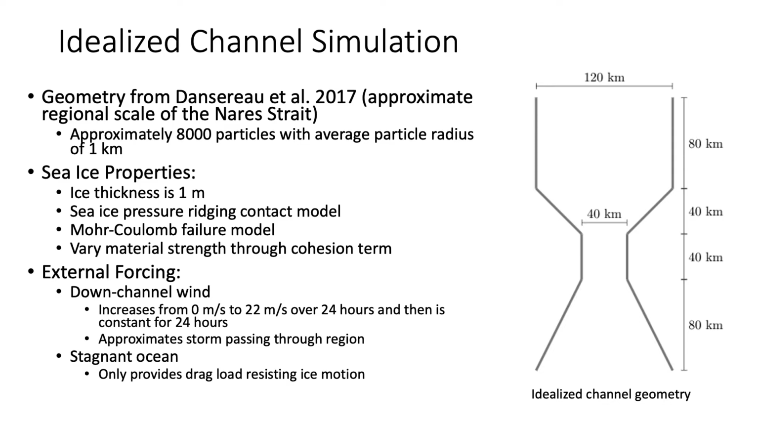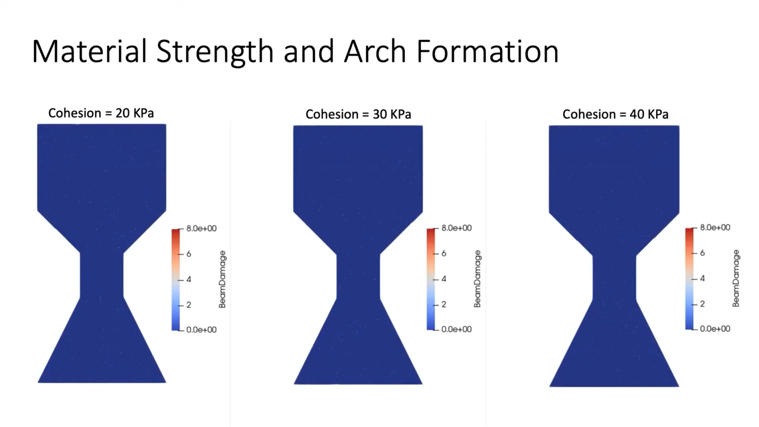And so in these simulations, what we're doing is we completely fill this geometry with polygonal particles. We have a wind load that goes from 0 to 22 meters per second over a 24-hour period, and we try to watch if an arch develops in these simulations under different kinds of conditions where we vary the material strength in our Mohr-Coulomb failure model.